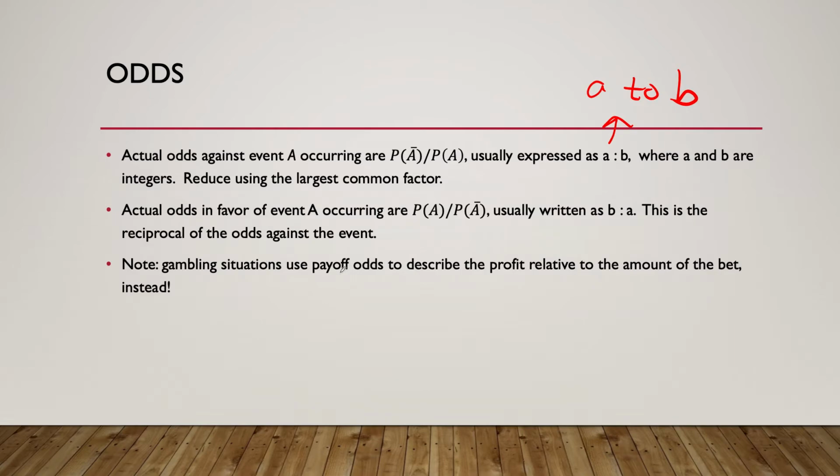And in gambling situations, they use payoff odds, which would actually give a different number than these two calculations. And this describes the profit relative to the amount of the bet instead.